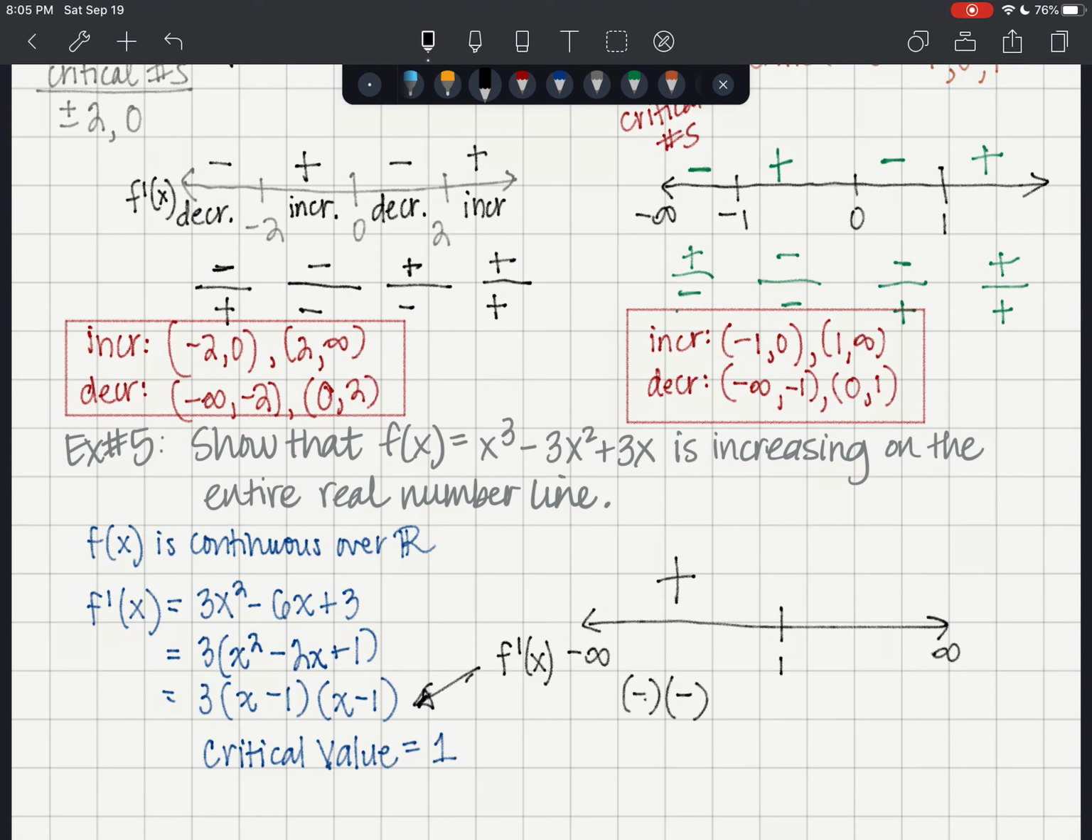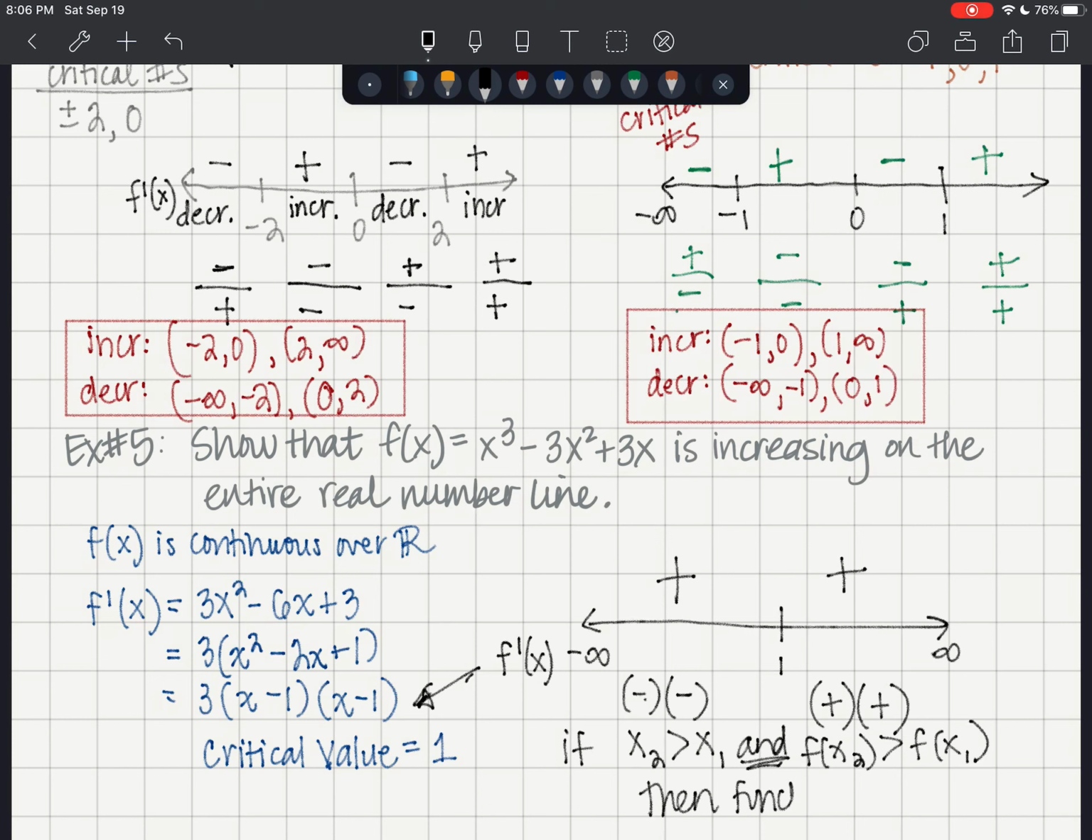Okay, 1 to infinity. Let's put in a 5. 5 minus 1 is positive. 5 minus 1 is positive. A positive times a positive is a positive. If x2 is greater than x1 and f of x2 is greater than f of x1, then the function is increasing. And that's exactly what happened here. We're increasing over the entire number line.